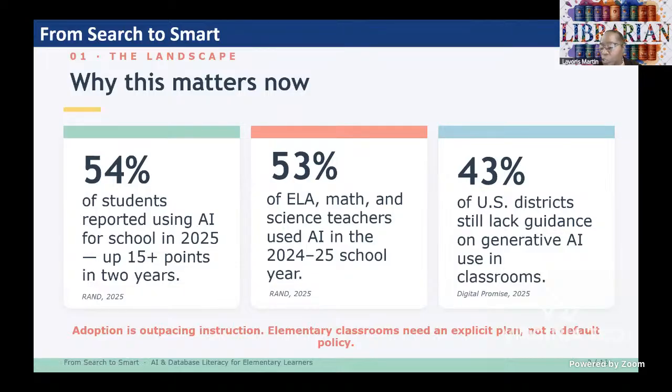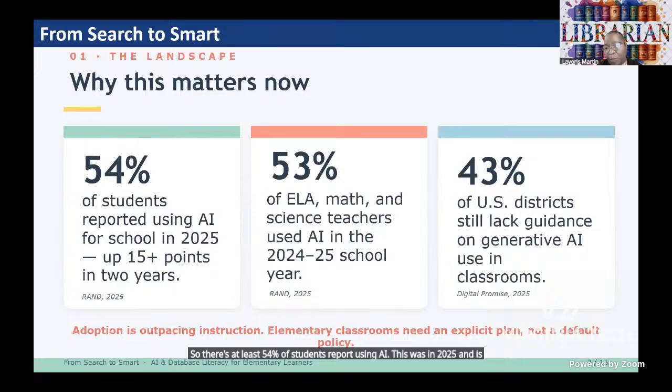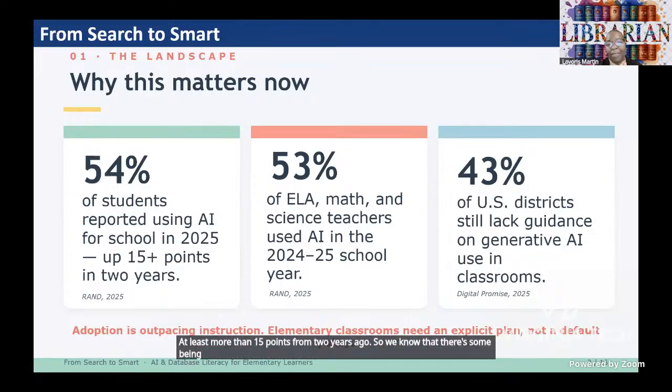And so we're going to look at a little research here. Let's look at why this matters now. More than 50% of our students, as well as teachers, are using some form of AI. A lot of times we don't really think of it as AI, but we're using AI on a daily basis. At least 54% of students report using AI. This was in 2025, and it's up more than 15 points from 2 years ago. So we know that it's being used on a daily basis.